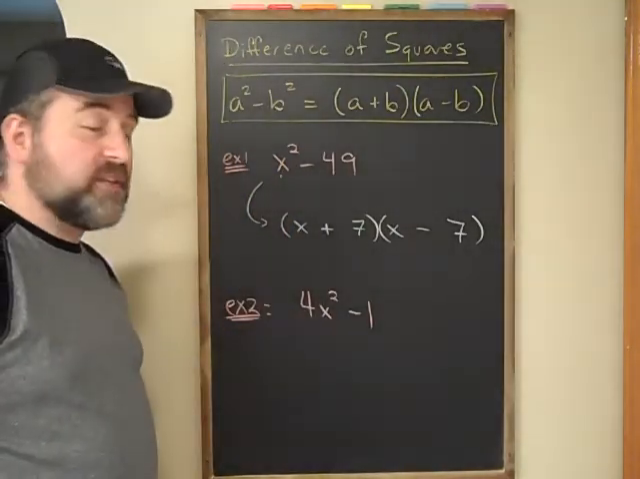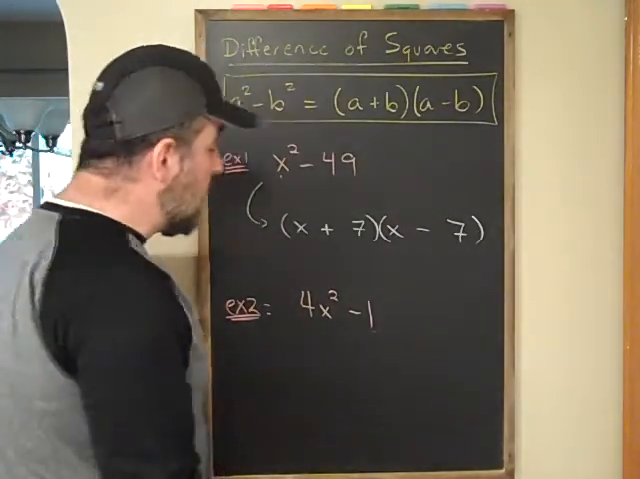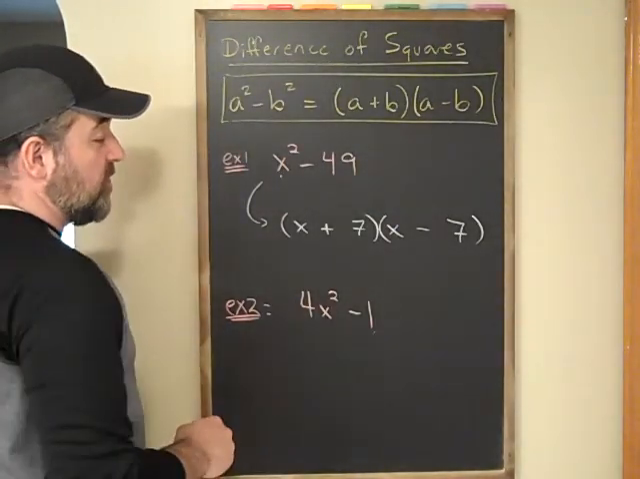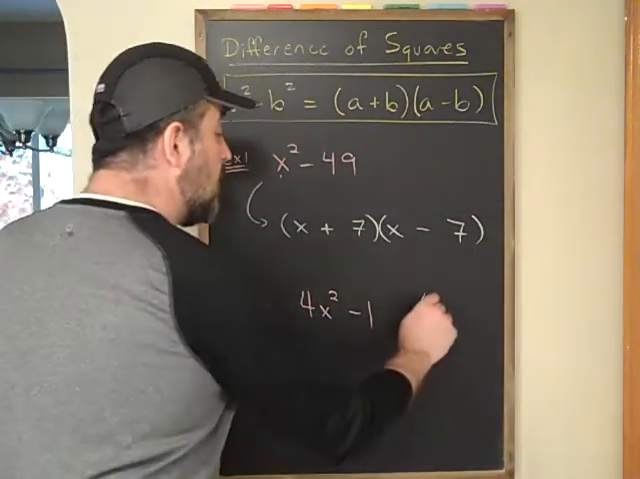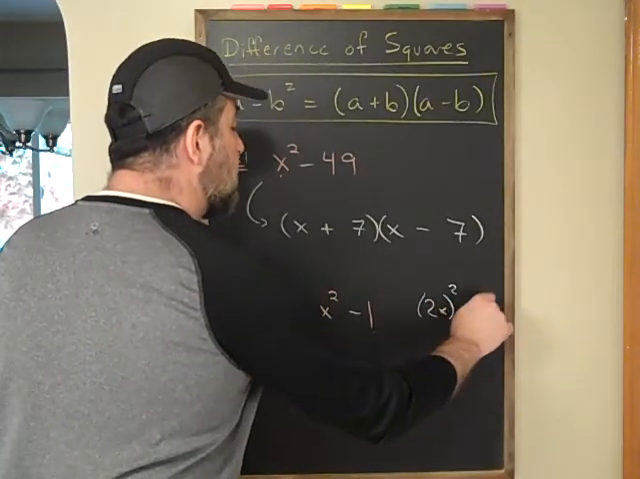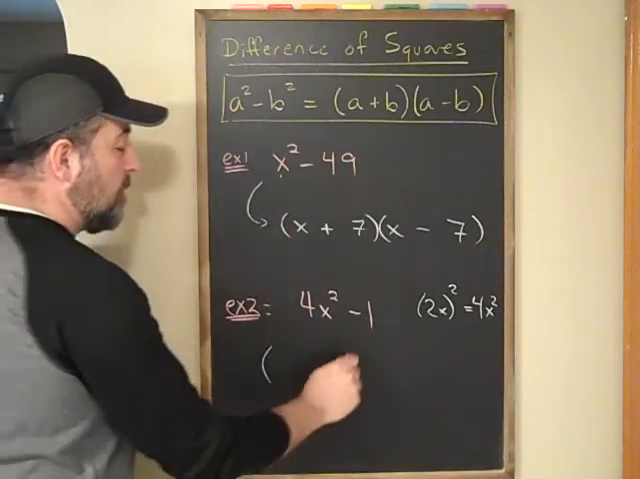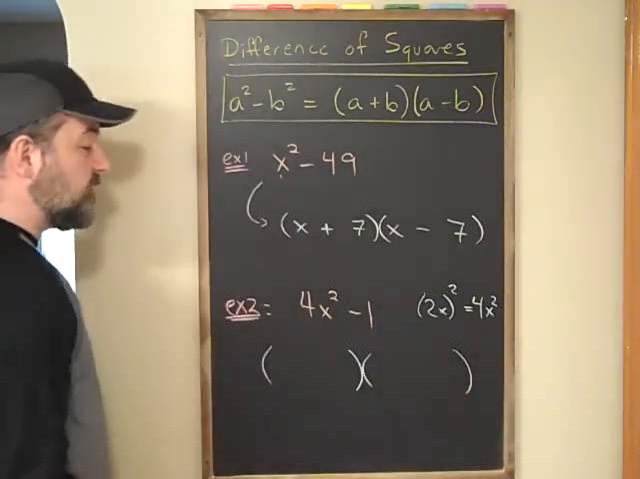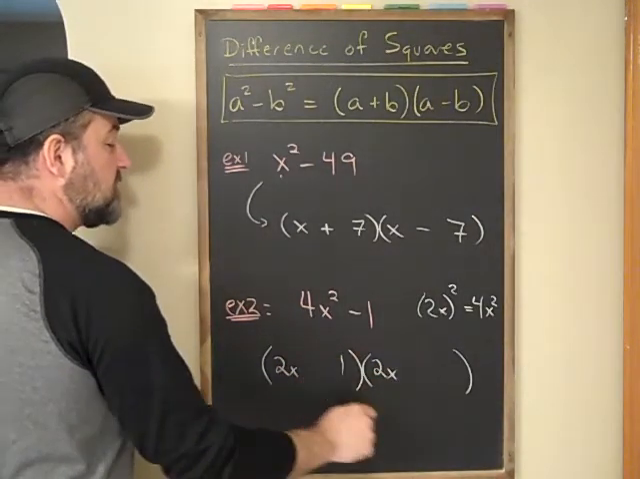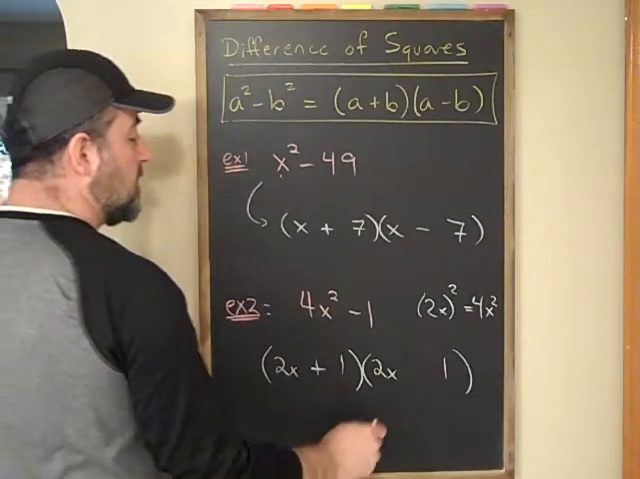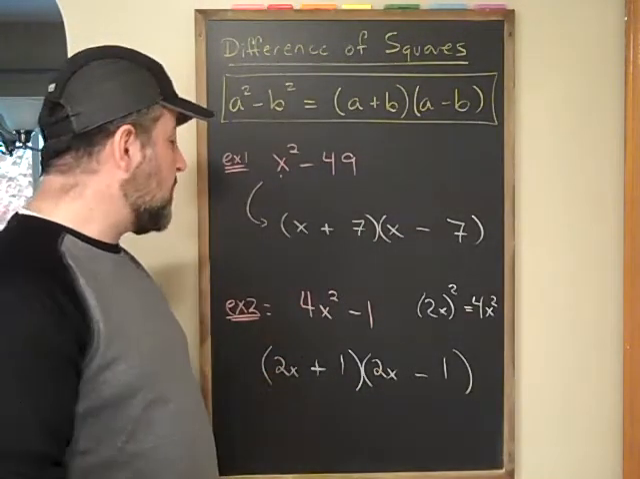So now let's take a look at our second one. 1 is a perfect square. You square 1 and you get 1. 4x squared is a perfect square as well. If you square 2x, you get 4x squared. So that's a perfect square, that's a perfect square, and it's a difference. We're going to have a binomial times a binomial when we're asked to factor it. The first term is going to be 2x in each. The last term is going to be 1 in each, and in one case it's plus, and in the other case it's minus. So that's all there is to factoring a difference of squares.